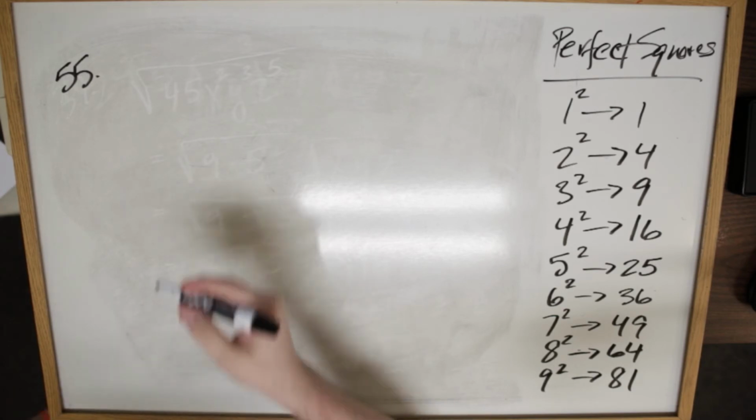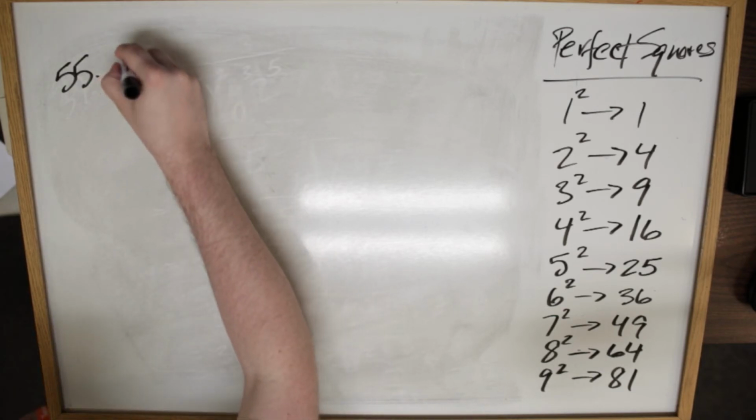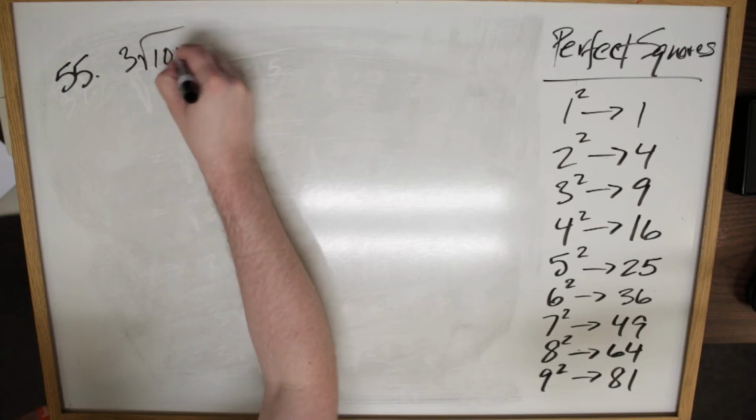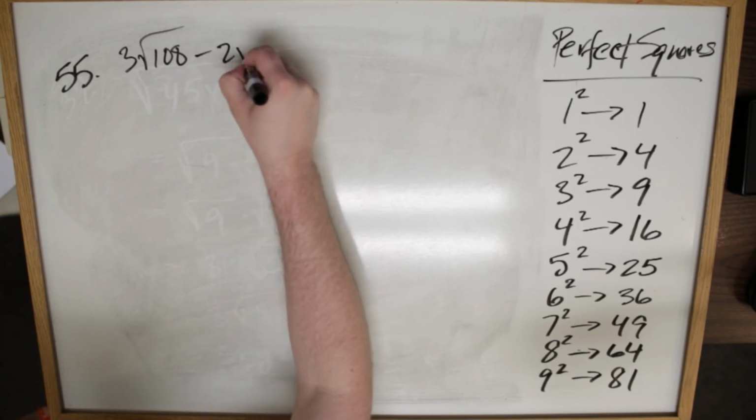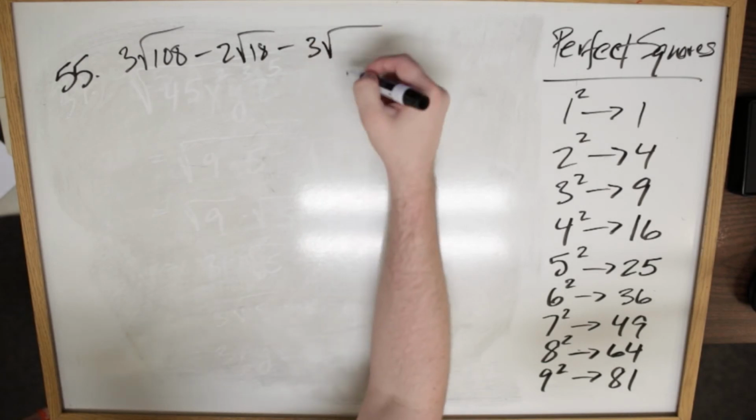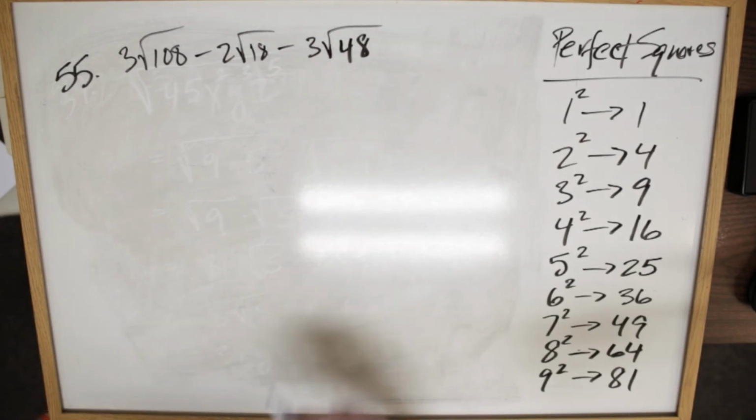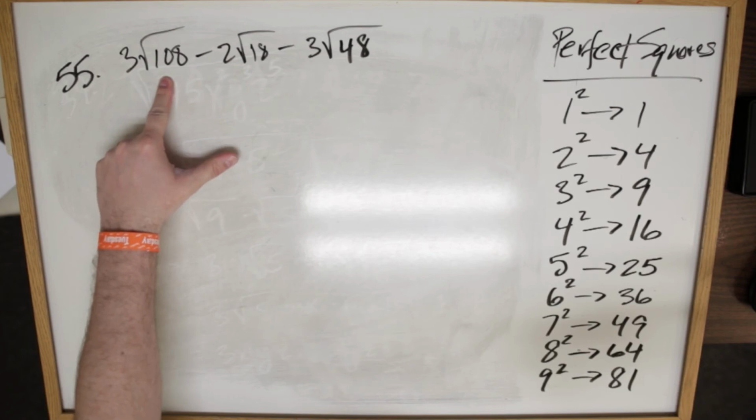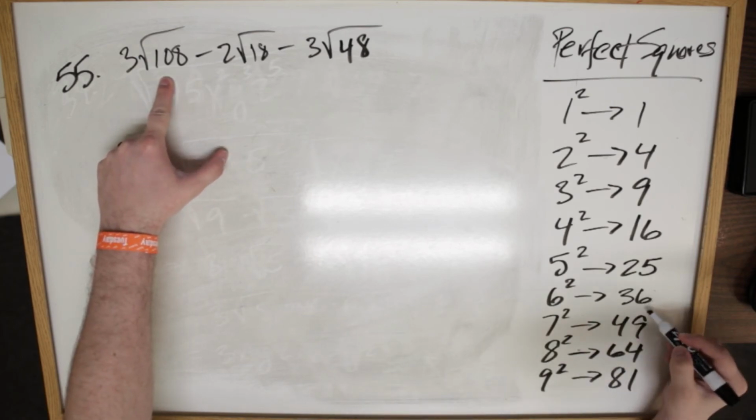Okay, so we have 3 square root 108 minus 2 root 18 minus 3 root 48. And now what do we have? So let's take a look. 108. Okay, see if there's any of these that are factors.